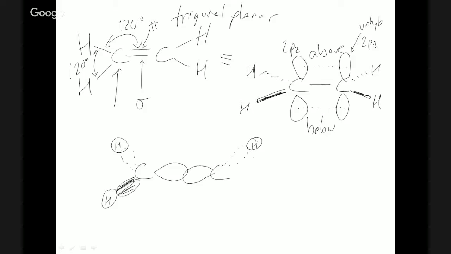Same thing over there, and same over there. Unhybridized p orbitals. Okay. Now, in contrast to the sigma bonds, the sp3 hybridized, where there's free rotation, this double bond cannot rotate.